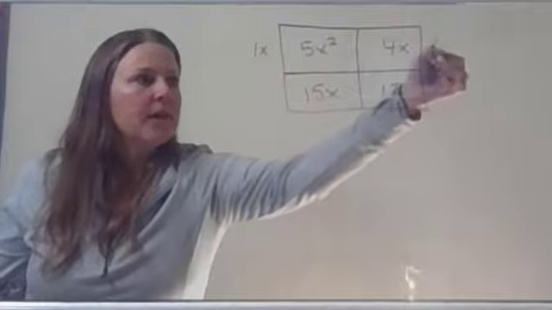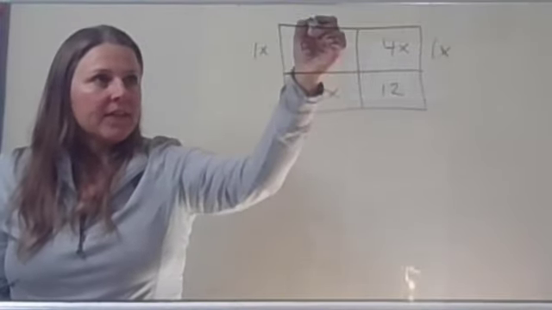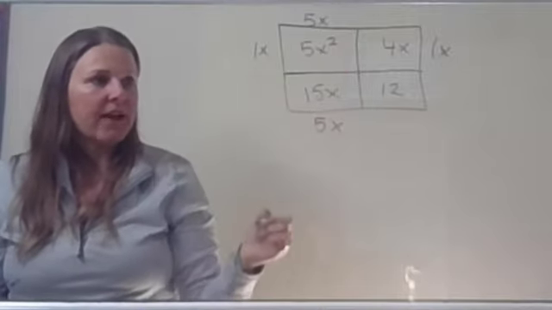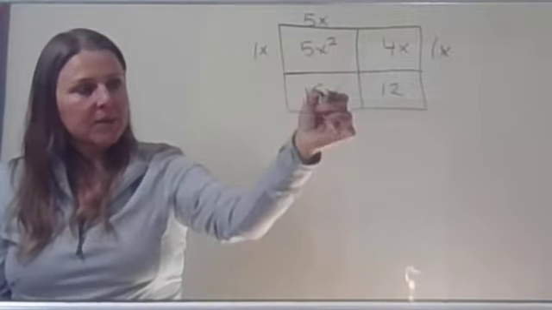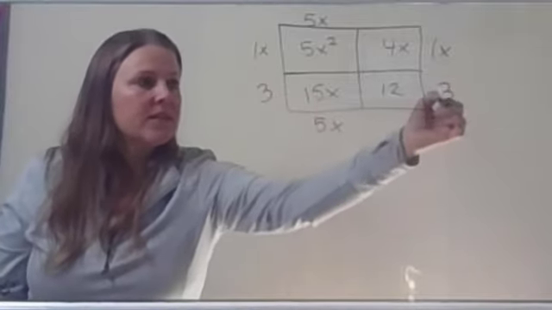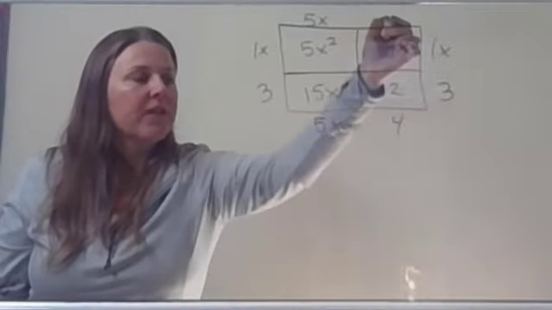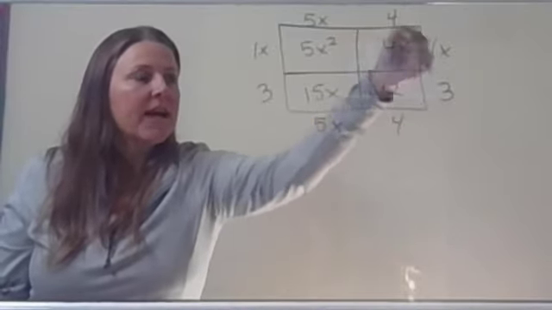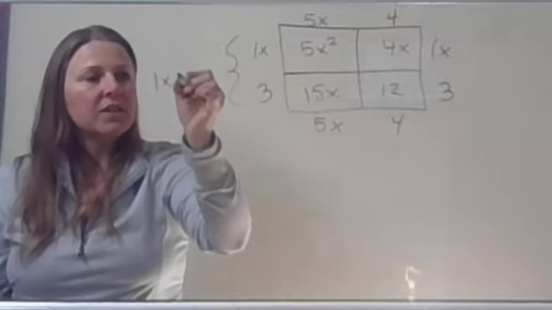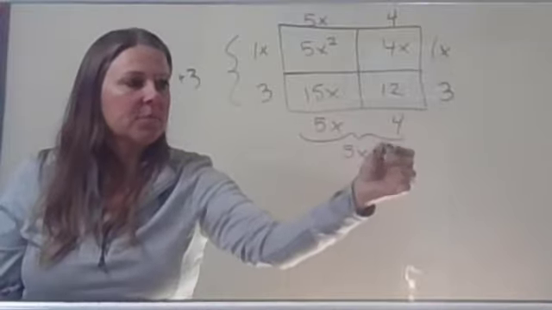So if this is 1x, this is 1x. 1x times what is 5x squared? That'd be 5x. So if this is 5x, this is 5x. 5x times what is 15x? That'd be 3. If this is 3, this is 3. 3 times what is 12? 4. So if that's 4, this is 4. And then the last one works out. So our factored form for this equation is 1x plus 3 and 5x plus 4.